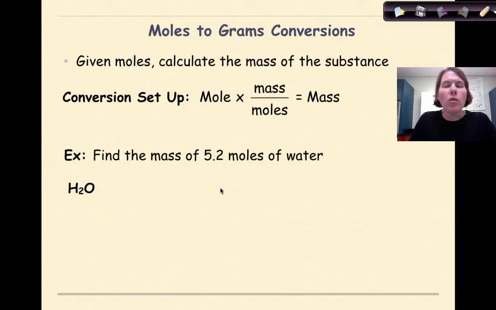Now let's look at moles to gram conversion. So we're going in the opposite direction. So in this case, we're going to be given moles and we're going to calculate the mass of the substance.